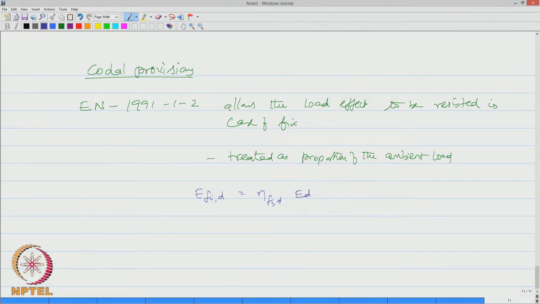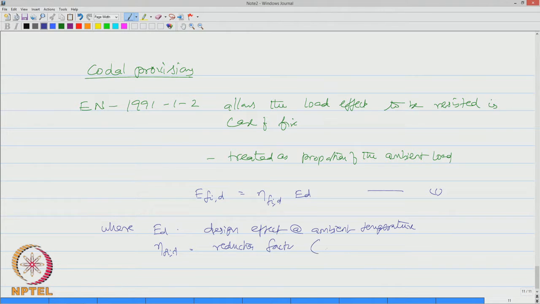eta FID into ED, where ED is the design effect at ambient temperature and eta FID is a reduction factor taken as 0.6 to 0.7 depending upon the type of construction being used.